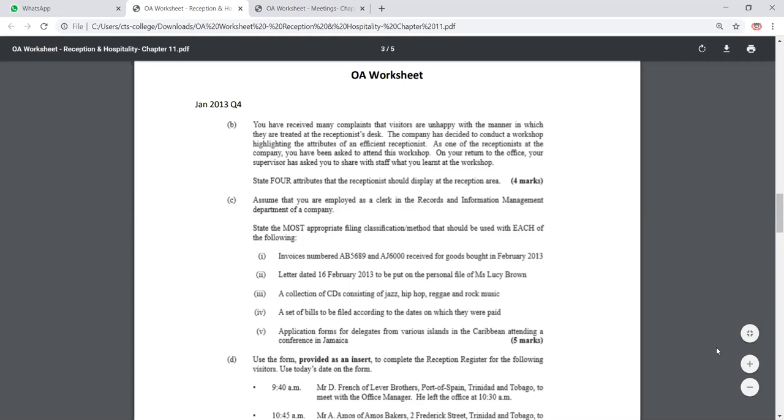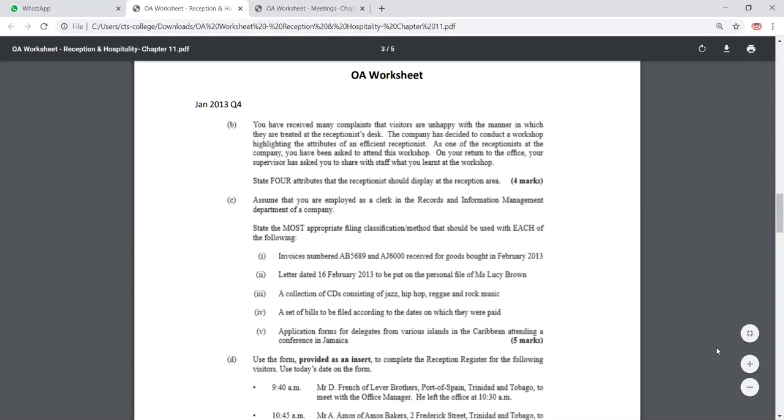Very good. So for that second one, we could do one of two things. We can either use numerical because we see a date, or we could say file it under Lucy Brown, which would be under subject. So either or could be the answer for that one there.